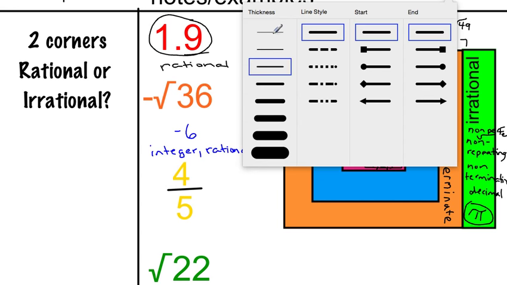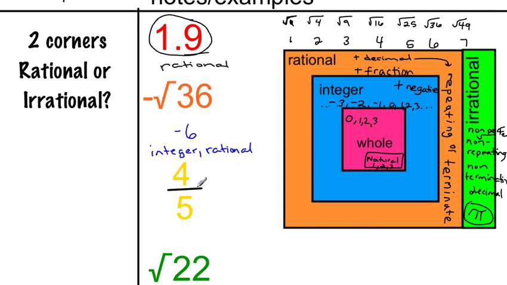The next question, the fraction 4/5. It's not a natural number. My son does not naturally count 4/5. It's not a whole because the definition of a fraction is to be part of a whole. It's not an integer because it's not a whole. So the only thing left is rational. It is a rational number.